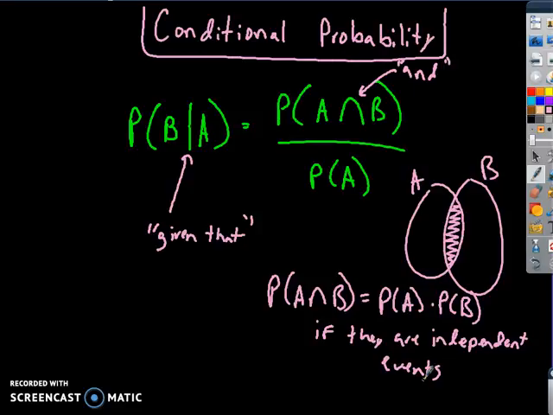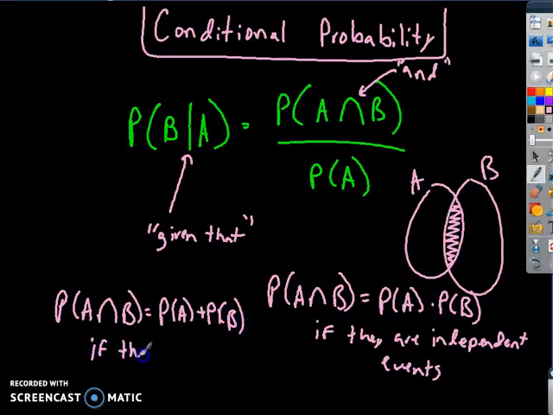It changes though if they're dependent events. If they're dependent, probability of A and B equals probability of A plus probability of B. And this is if they are dependent events.